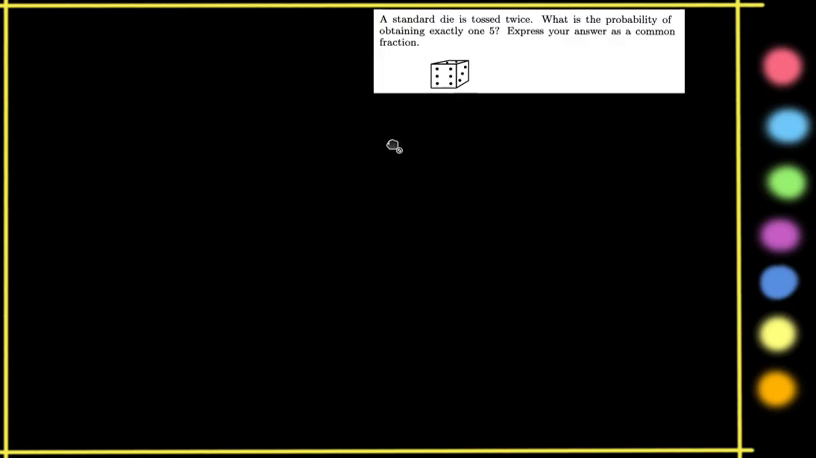Okay, hopefully I didn't confuse you guys too much on that one. Sorry about that. All right, let's take a look at this one. So this one says a standard die is tossed twice. What is the probability of obtaining exactly one 5?